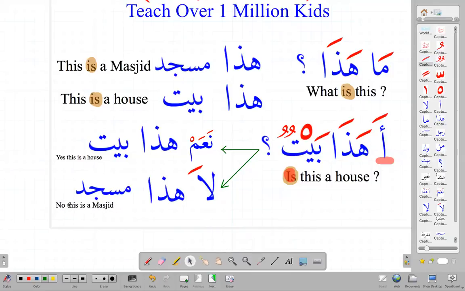Is this all right? So we have in this page, ma hadha. What is this? Hadha masjid. This is a masjid, or hadha bayt, this is a house. Another question, for a question we use a. It's called ismul istifham or harful istifham. We use it to ask questions. We have another harf istifham as well. We have two, a and hal. We are going to see hal in next lessons. A hadha baytun, is this a house? We have two answers. Either we say na'am, yes.